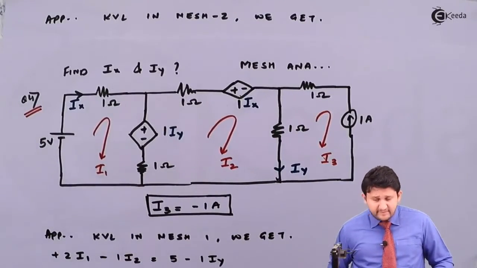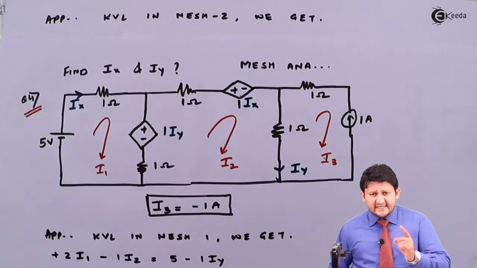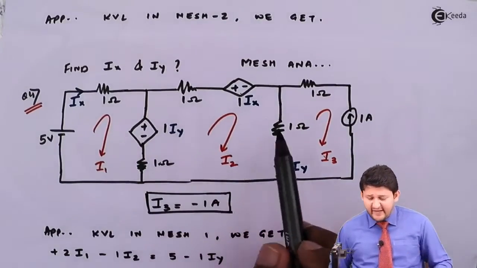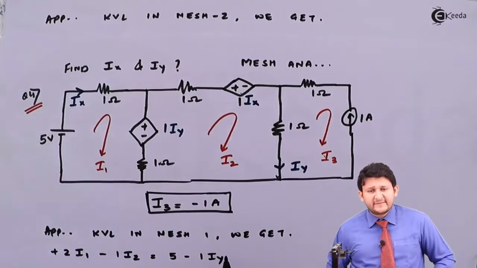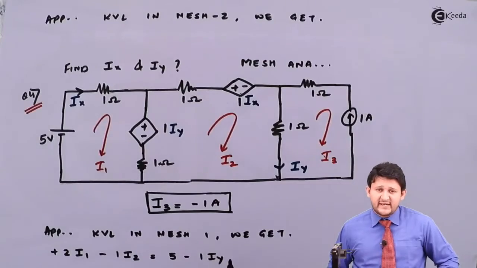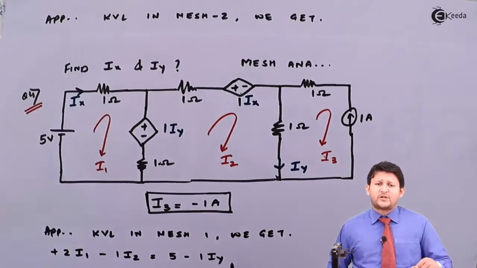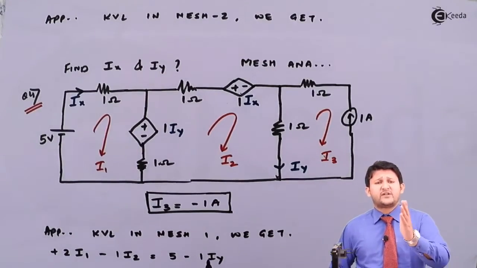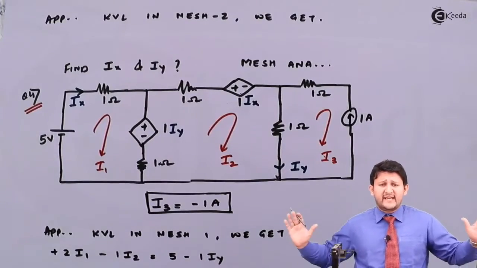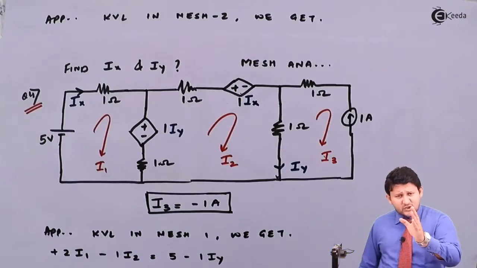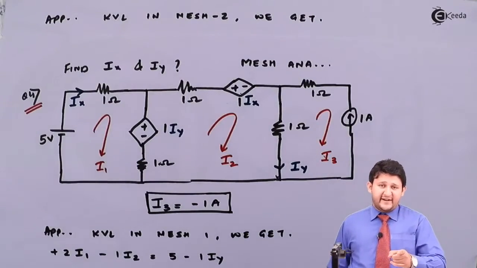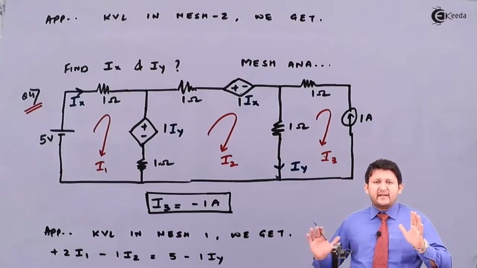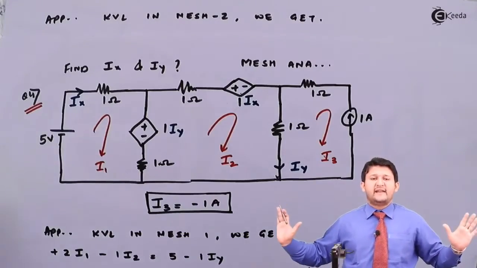In mesh 2, if I observe question number 1, how many resistors can you see? You'll say 3. Very nice. 1, 2 and 3. Add them and the answer is also 3. Which current is flowing in mesh 2? You'll say I2. Very nice. What should be the sign convention for I2? The rule says if you're applying KVL in mesh 2, your sign convention should be positive for that current. Any other current you should treat as negative.